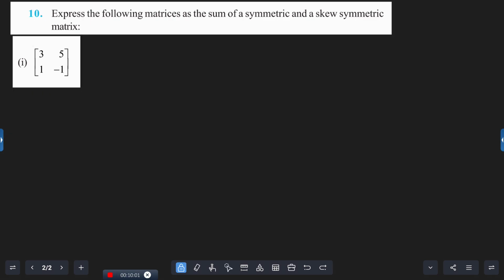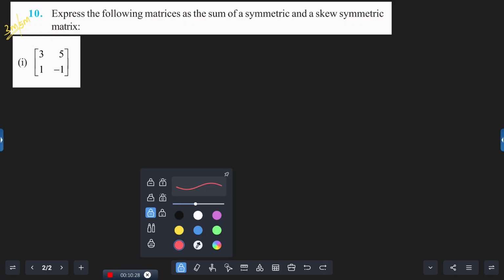Listen. Express the following matrices. This will be a 3 mark question. They may ask for 3 marks. Or if you have good luck, sometimes 5 marks. But a 2 by 2 cannot be a 5 mark question. If they ask a 3 by 3 matrix, that may come as a 5 mark. Or else this will be a 3 mark question. Understand?